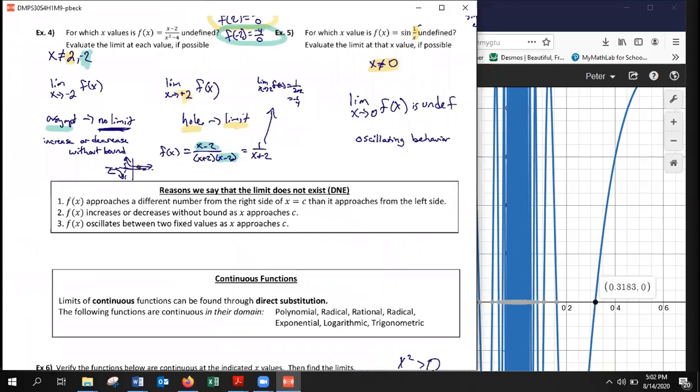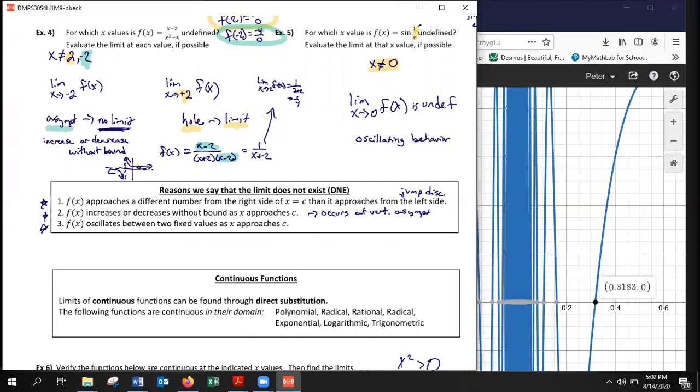So to formally say it, our 3 reasons why a limit doesn't exist. We approach a different number from the left side and the right side. Once again, this is considered a jump discontinuity. F of x increases or decreases without bound. This occurs at asymptotes, and not just any asymptotes, it occurs at vertical asymptotes. Or f of x oscillates between 2 fixed values, what we saw in the third case. That third case ends up being not so often talked about, but it's still an important thing to look at.